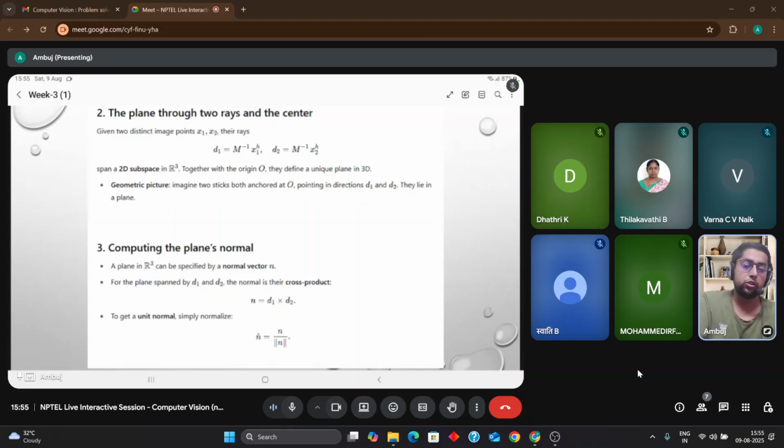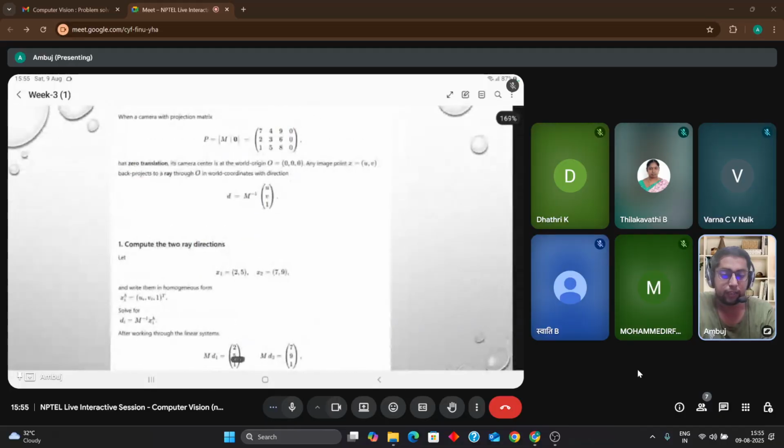Then you try to compute the normal. A plane in R3 can be specified by a unit normal vector n. For the plane spanned by d1 and d2, the normal is the cross product d1 cross d2. And the unit normal is nothing but that vector divided by its magnitude.